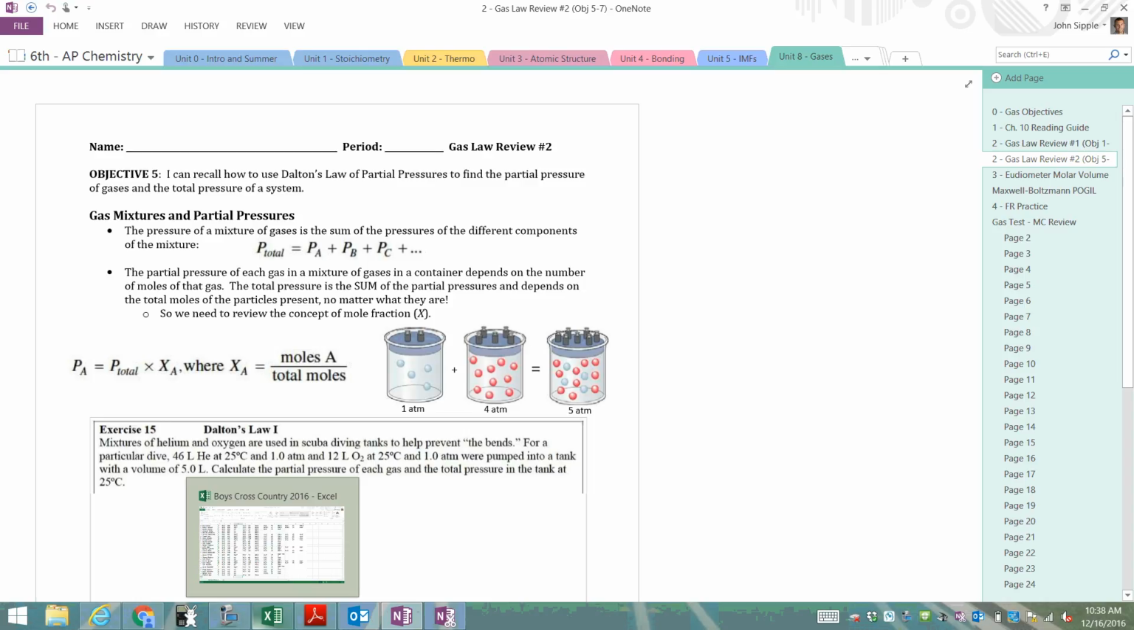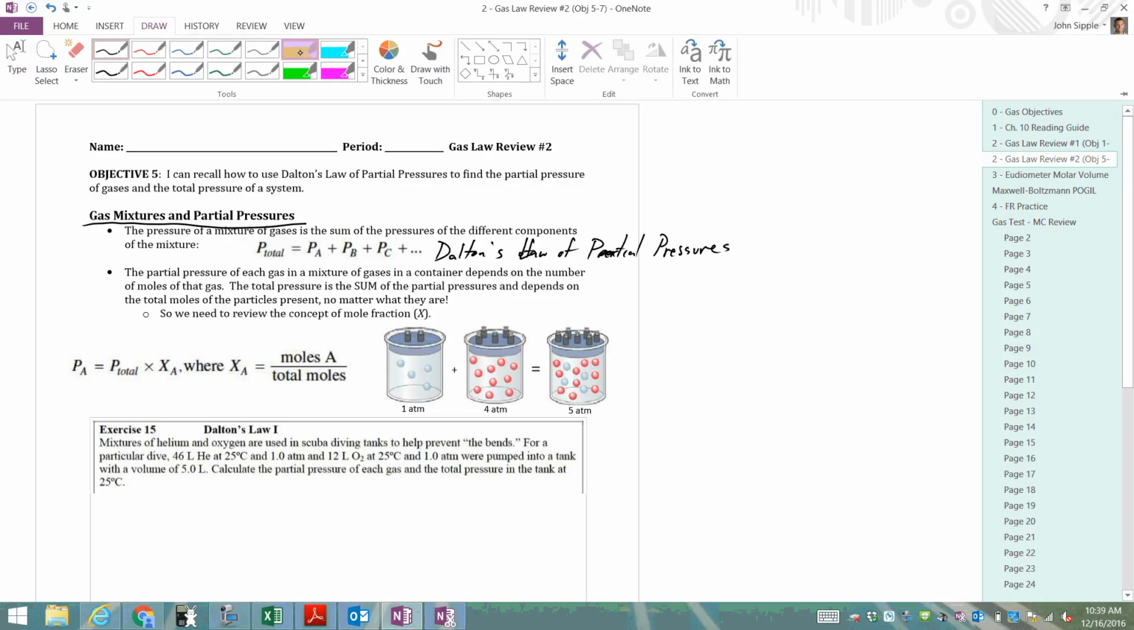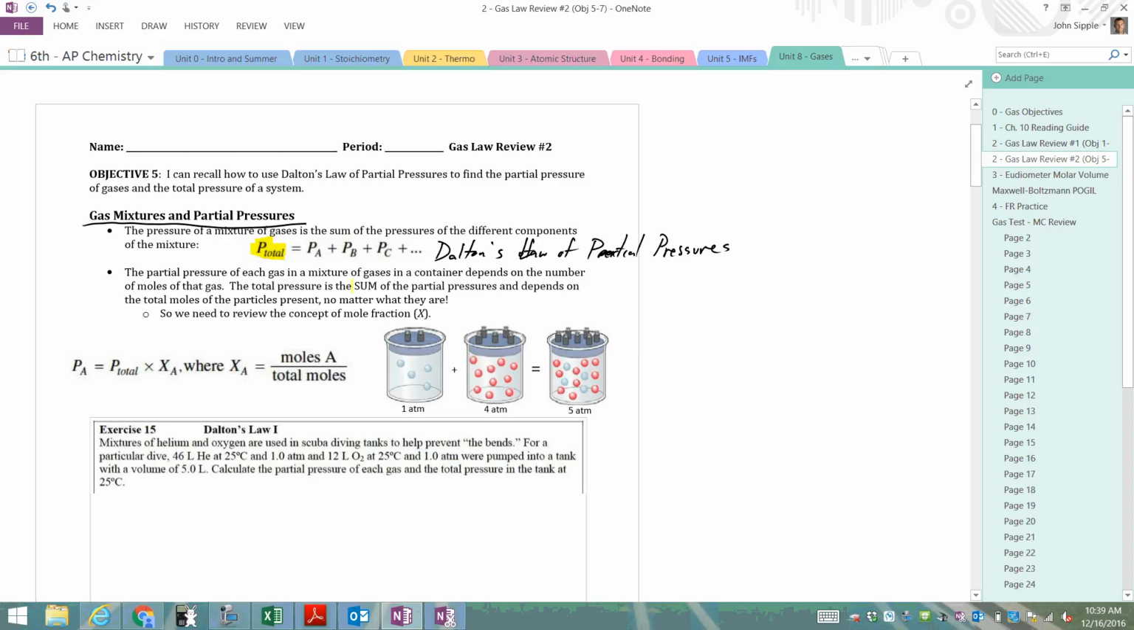First lesson for this one is just going to be a short one on gas mixtures and partial pressures. You might recall Dalton's law of partial pressures from 400. Basically, all that's saying is that the sum total of the pressures within a mixture is just the partial pressure of each individual gas that they contribute.